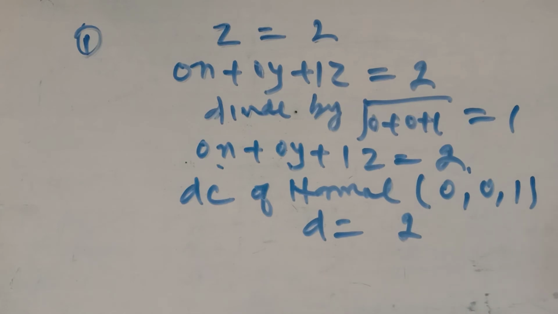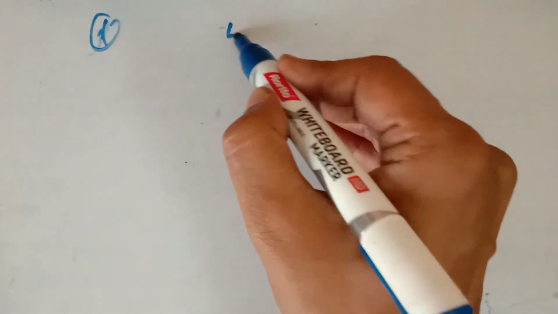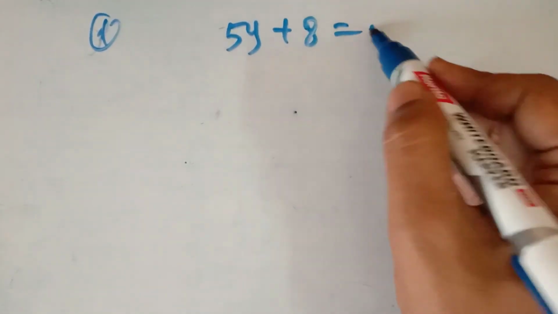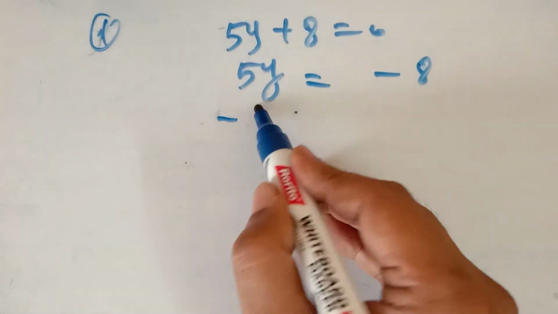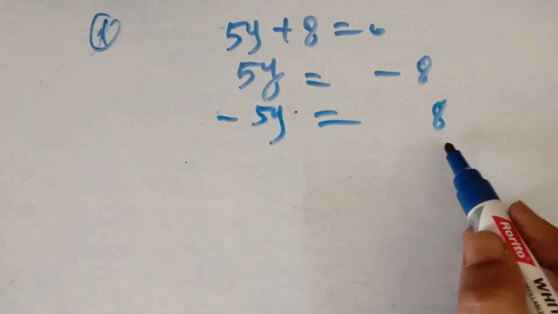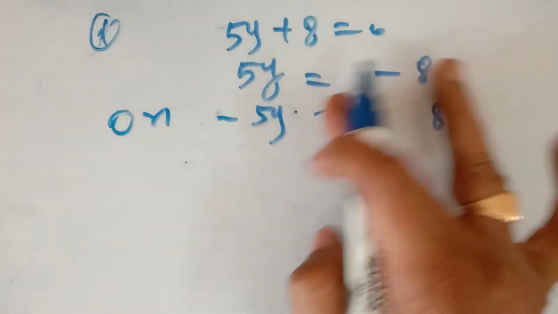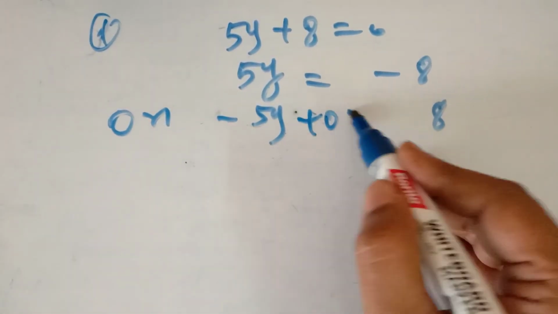If you see the D part of this, where we have 5y plus 8 equal to 0. So 5y will be equal to minus 8. So minus 5y is equal to 8. You have to put the distance as positive. So 0x plus 0z equal to this.